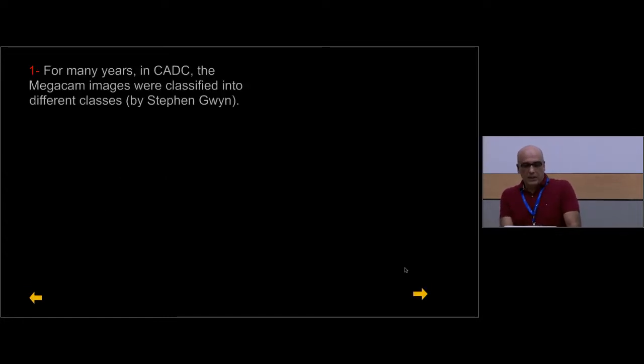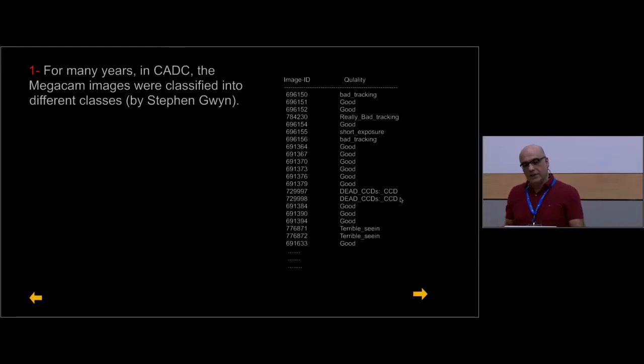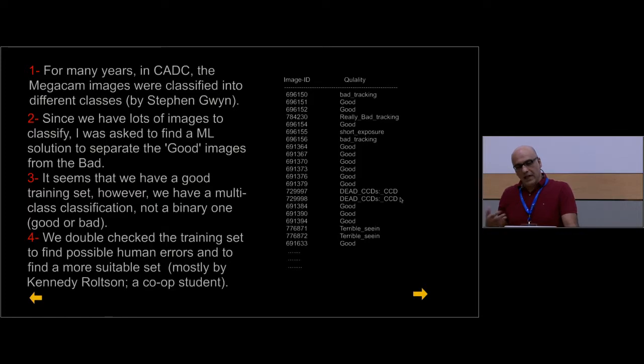For many years in CADC, the Megacam images were classified into different classes by Stephen Gwen. Thanks to his efforts, we have a very nice training set like this. We have images with quality labels. So we have lots of good images, as well as bad tracking, really bad tracking, short exposure, dead CCD, for example, terrible seeing.